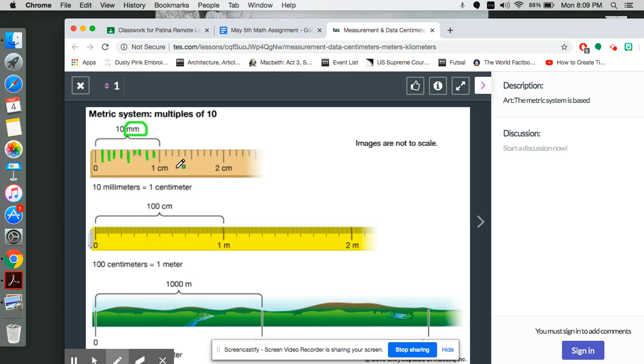Okay? The next biggest, or I guess the second smallest, would be centimeters. So a centimeter is one of the bigger tick marks like this. So it's slightly bigger than a millimeter, and it's about the size of from the tip of your finger to your knuckle. That's about a centimeter, and that's how I learned to measure it.